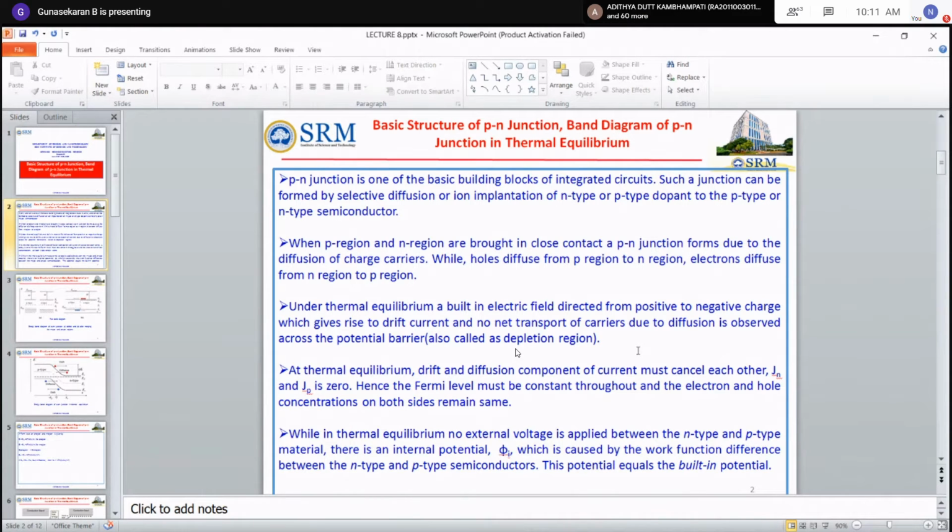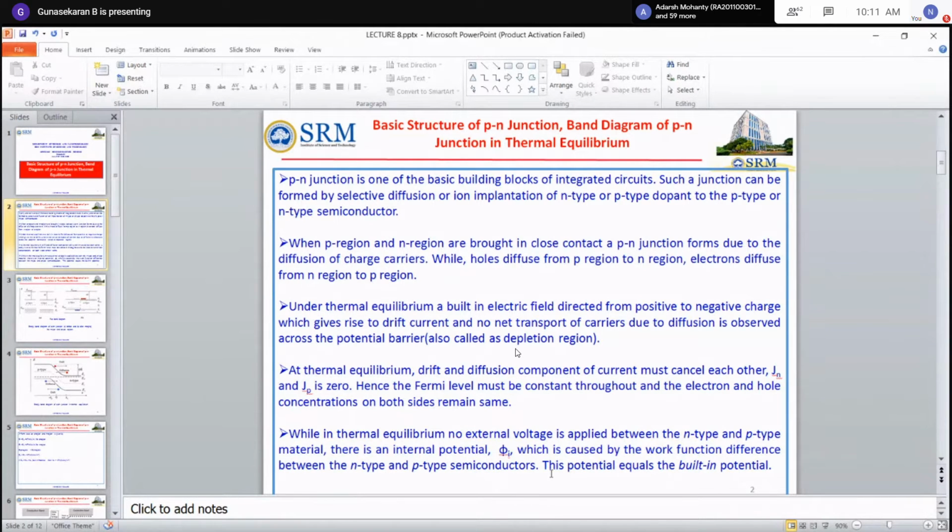See, when both are in thermal equilibrium with no external voltage, please understand that for the N type and P type, an internal potential is developed. That is the built-in potential, V_BI, where V is nothing but potential. The built-in potential is produced, and the corresponding work function is phi, the difference between the N type and P type semiconductor.